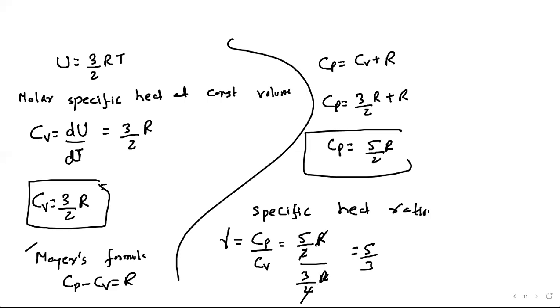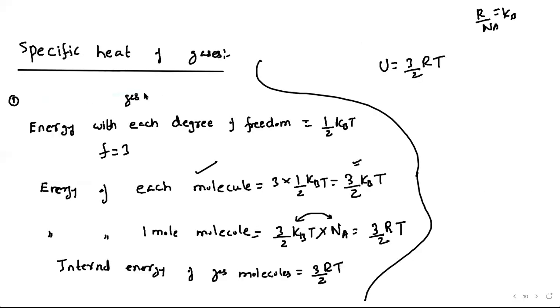Okay, now do one thing. Repeat it for a triatomic linear molecule. Do it for a triatomic linear molecule. Yeah, we'll do this. Triatomic linear. How much is the degree of freedom for this type of molecule?